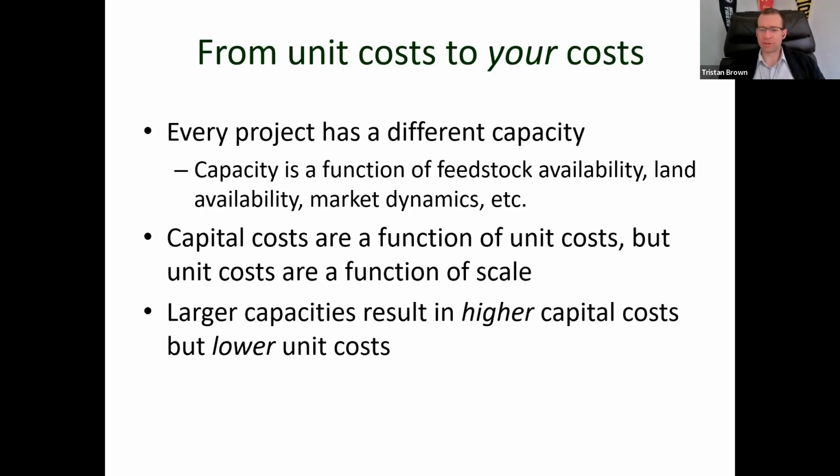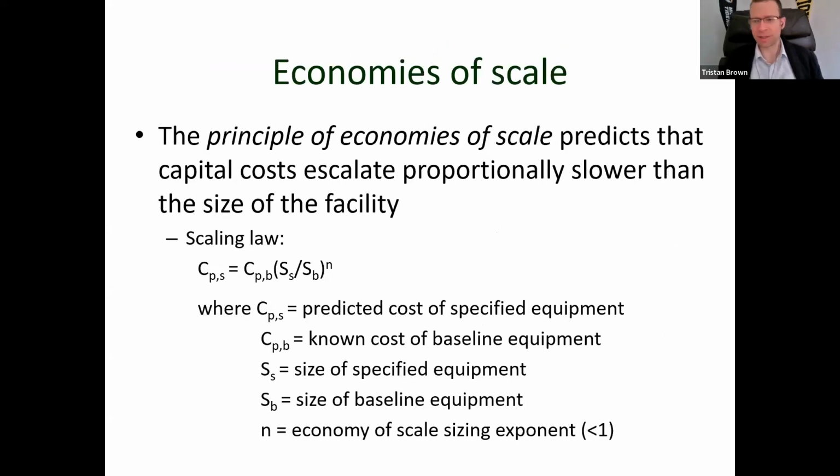Ultimately, capital costs are a function of unit costs, but your unit costs are also a function of scale. So we talk about, it's going to cost you $500 million to build a 110 million gallon per year cellulosic ethanol facility. I'd say, well, I know what the unit costs are. But that's a function of it being a 110 million gallon per year facility. Higher capacity, lower capacity can change that result. And so as a general rule, the larger capacities result in higher capital costs, but lower unit costs. So let me spend a little more time on that, because this is where we get into economies of scale. And this is one of the most important considerations.